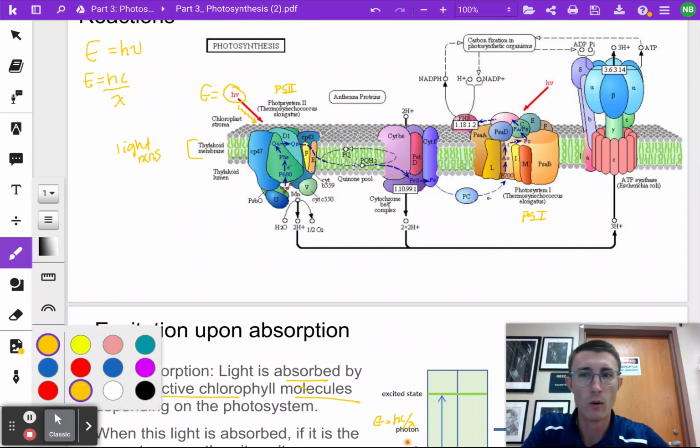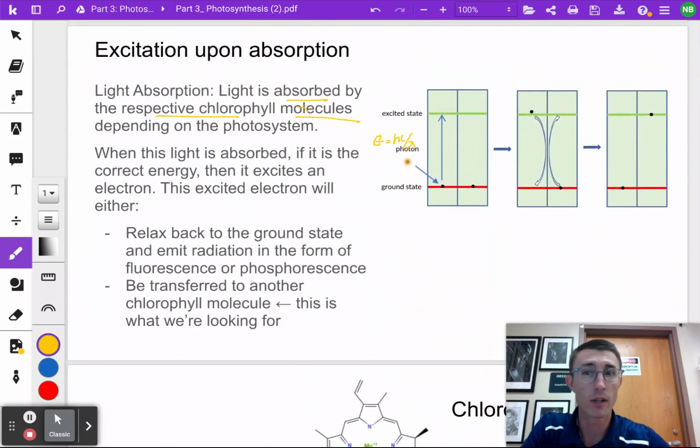Okay, so when this light is absorbed, if it's got the right energy to excite the electron, then it will excite it to the excited state. Once it's in the excited state, we talked about how there are two different things that can happen.